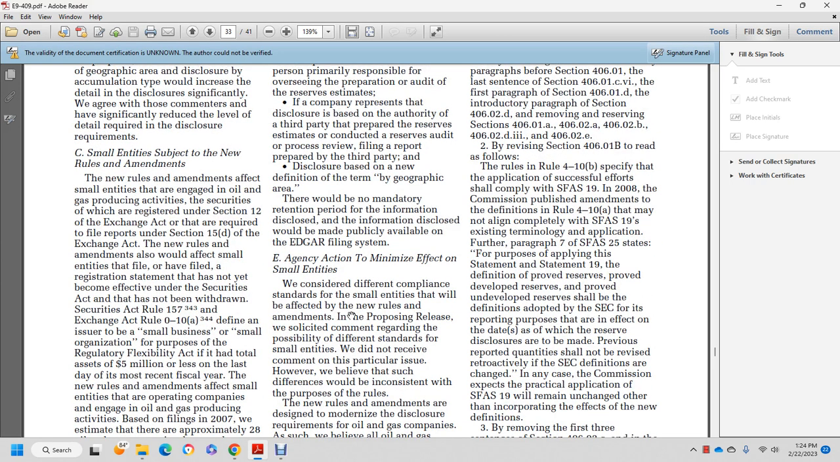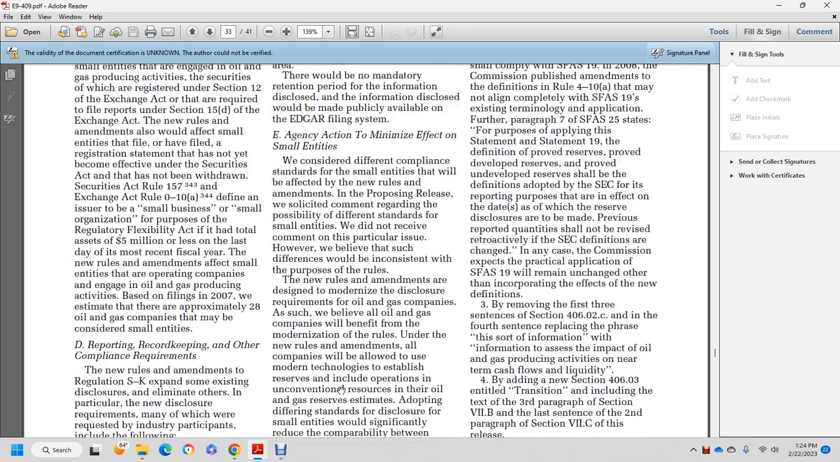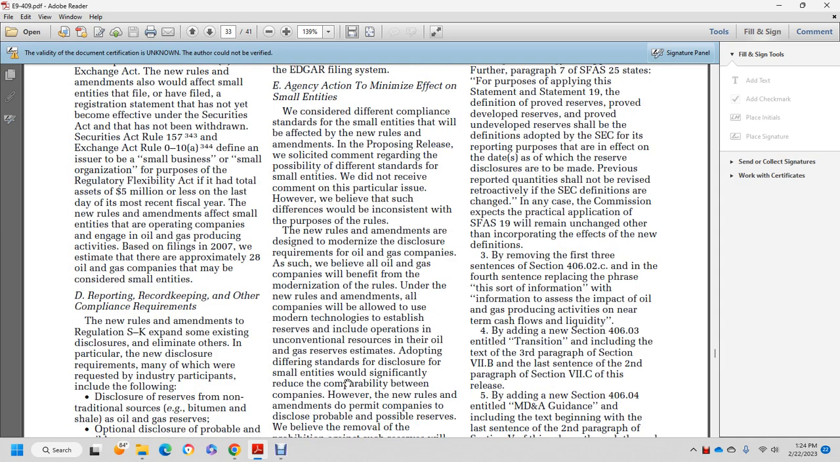Agency action to minimize the effect on small entities. We considered different compliance timetables for small entities, which would be effective with the new rules and amendments. The proposing release solicited comment regarding possible differences for small entities, but we did not receive comment on a particular issue. However, we believe differing requirements would be inconsistent with the purpose of the rules, as the new rules and amendments are designed to modernize the disclosure requirements of oil and gas companies. Generally, we believe oil and gas companies will benefit from the modernization of the rules.